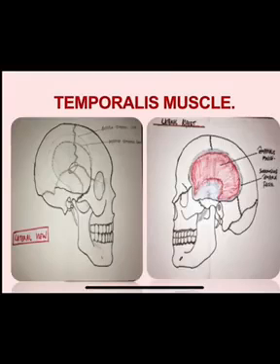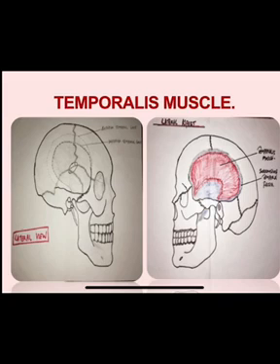Right here again is the temporalis muscle shown with the red color by my right. You can see the temporalis shown with the red color. You can also see the attachments illustrated there by the left.